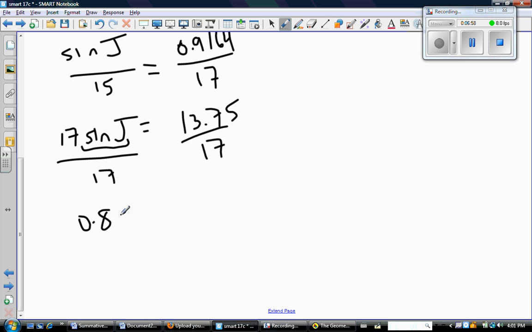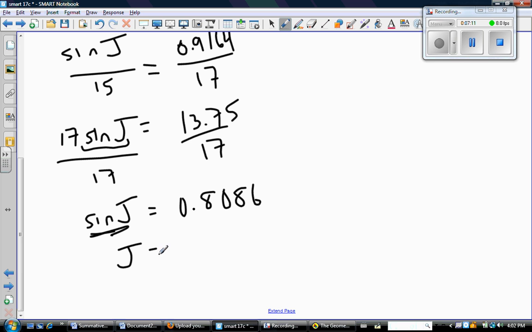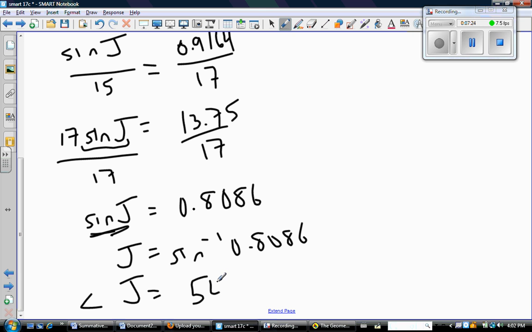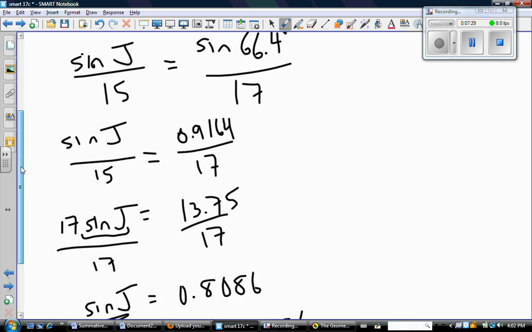Oops, wrong side. Sorry. So we've isolated sine j, and we have this value, 0.8086. So now get rid of sine by doing inverse sine of 0.8086. And that will tell us that angle J has a measure of 53.95, so we'll say 54.0 degrees. Good. Okay, so now we also need to find the value of angle N.